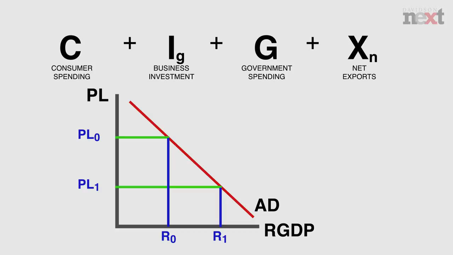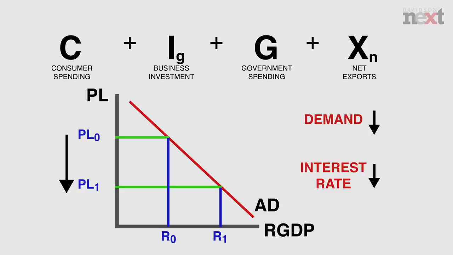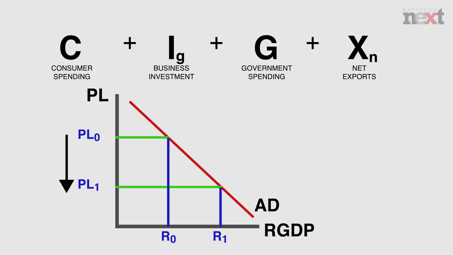The third reason for this inverse relationship is a bit more complicated. It's called the interest rate effect. Again, when the price level falls from PL sub 0 to PL sub 1, consumers don't need as much money to make ends meet to purchase what they want and need. Therefore, their demand for money decreases, and the interest rate as a result will fall. When the interest rate falls, the interest-sensitive spending on the part of consumers and businesses will increase, again, increasing from R sub 0 to R sub 1.